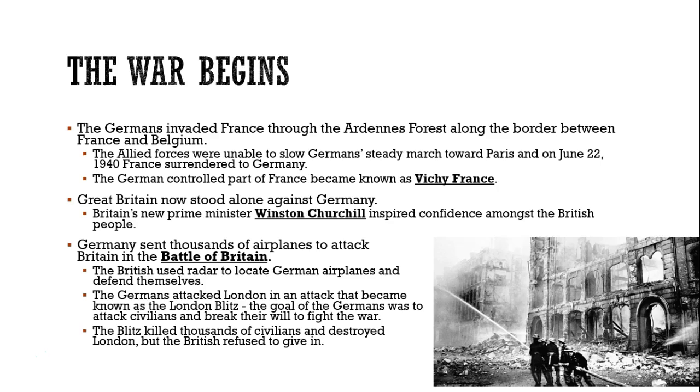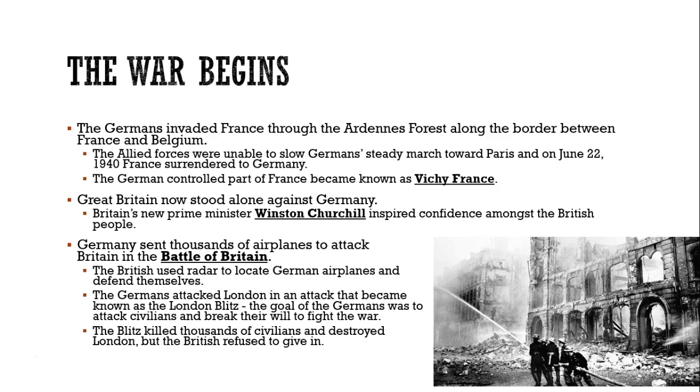Germany tried to break Britain's stand by sending thousands of planes to attack Britain in the Battle of Britain. Britain used radar to locate German airplanes and defend themselves. They were able to warn citizens to get into different bomb shelters before the Germans were even able to attack. The Germans mainly attacked London in an attack that became known as the London Blitz. The goal of the Germans primarily was to attack civilians and break their will to fight the war.